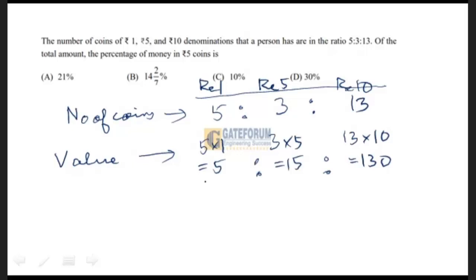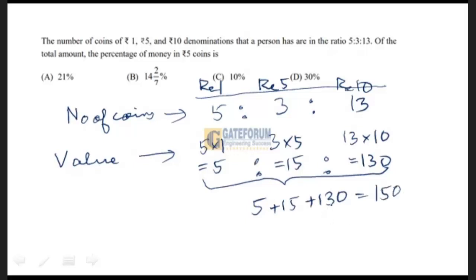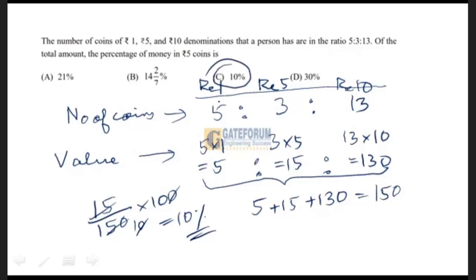So what is the total money value? The total money value is 5 plus 15 plus 130. 15 plus 5 is 20, plus 130 is 150 rupees. And the money in 5 rupee coins is 15. So what you have to find is 15 divided by 150 into 100. That is obviously 10%. So option number C is the correct one.